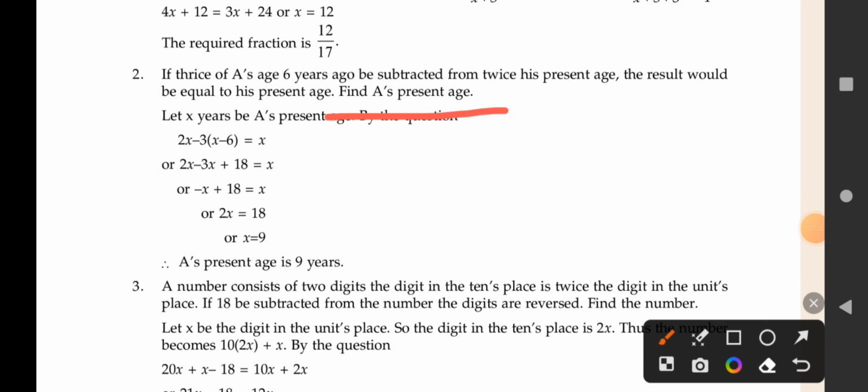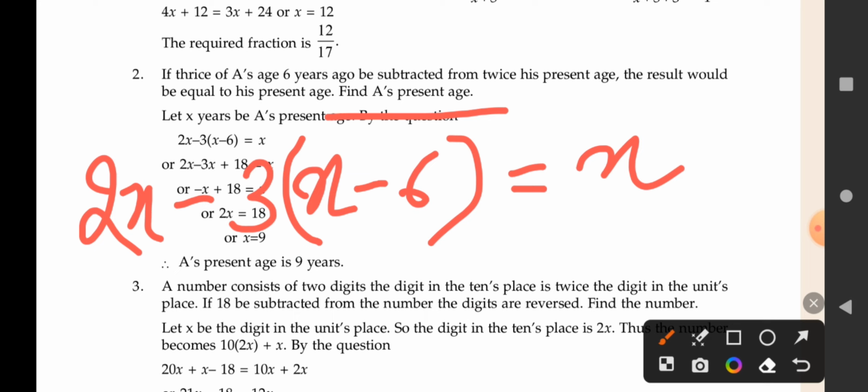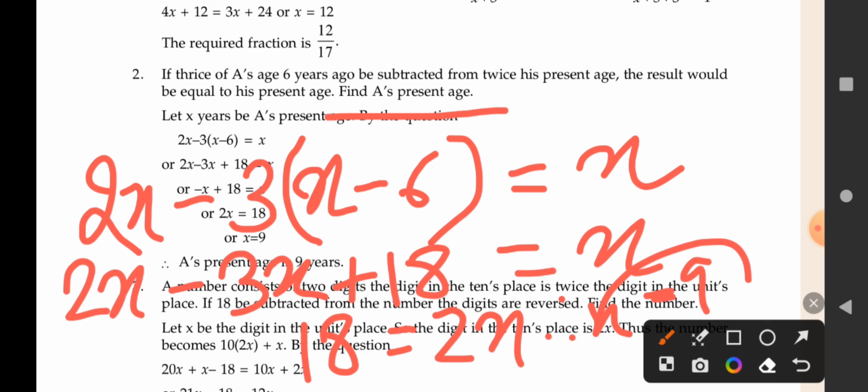Second, you have to find the present age of A. Suppose present age is x. So if thrice of A's age 6 years ago be subtracted from twice his present age, the result would be equal to his present age. You got the equation. Always form the equation while you read the text. Okay, you get 2x minus 3x plus 18 is equal to x. So 18 is equal to 2x. Therefore, x is 9. Correct.